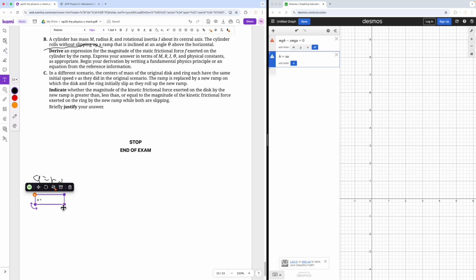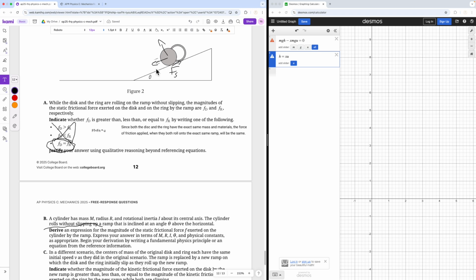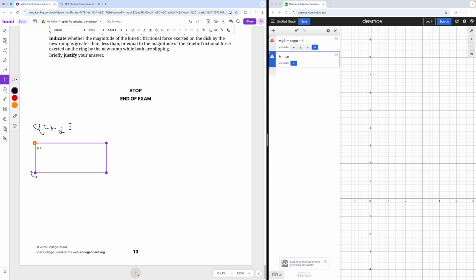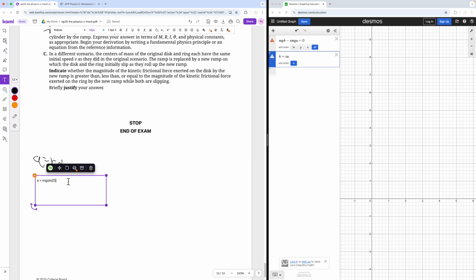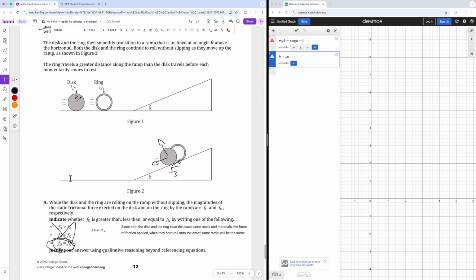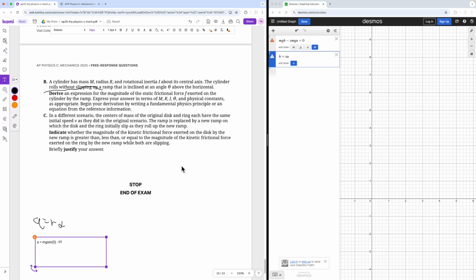a is equal to, not alpha, a is equal to, and let's define down as being positive here. So it's going to be equal to mg sine theta, where m is the mass of the cylinder, and theta is our angle, minus your force of friction. Let's just leave everything in terms of F, force of friction. That'll be correct because we're having gravity down here minus your force of friction here. But this is actually equal to ma because F equals ma. So we're going to divide everything by m, giving us, we can just write it like this for now.